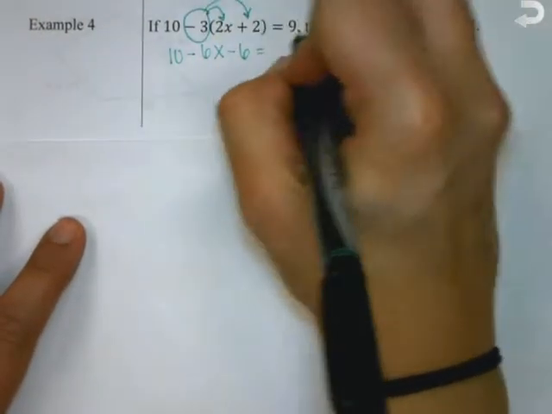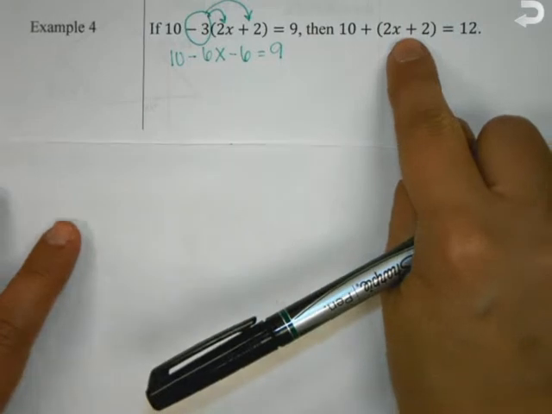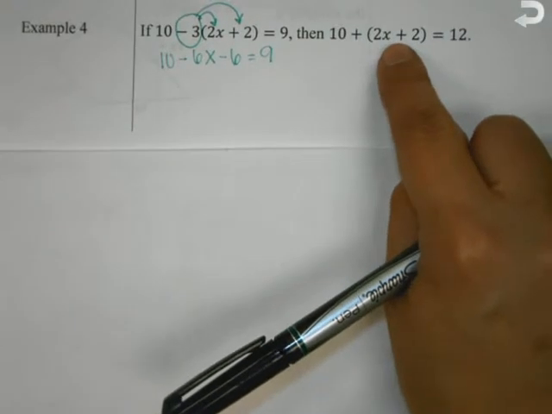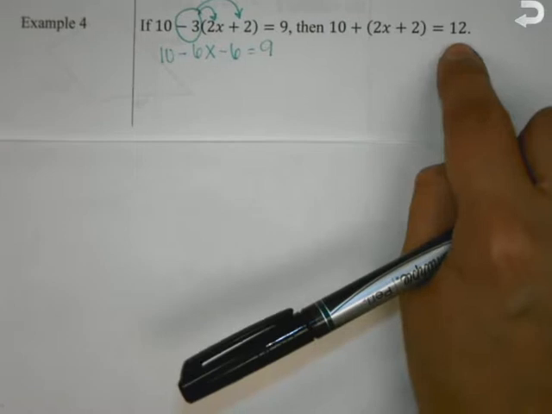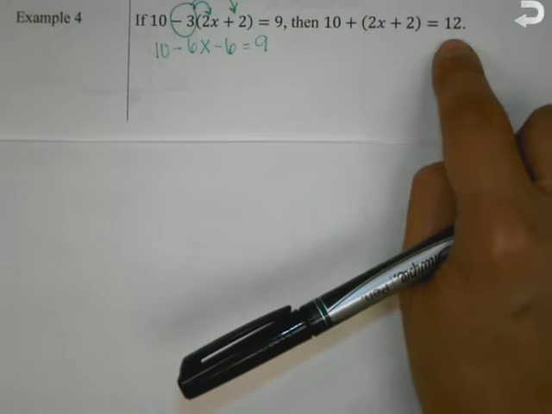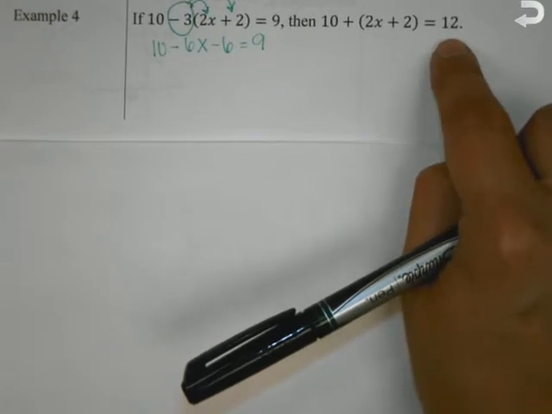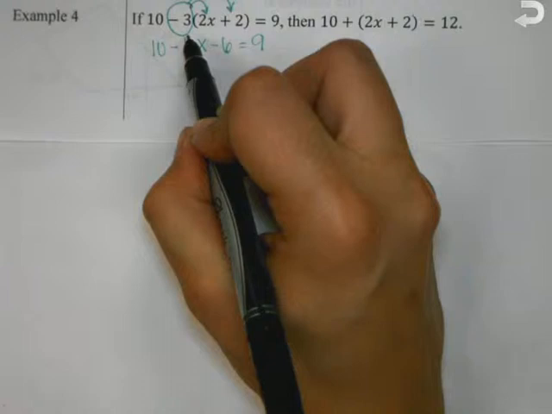What does it look like they did instead? They just took out the 3. They took out the 3 and did what? How'd they get 12 over here? They added 3 to both sides. Are we allowed to do that? Nope. No, we have to distribute first. So the statement is false.